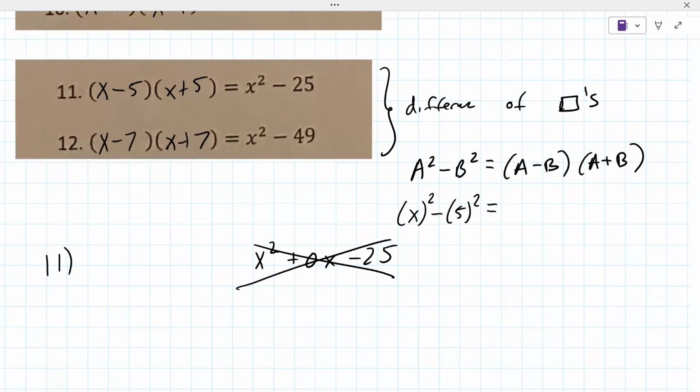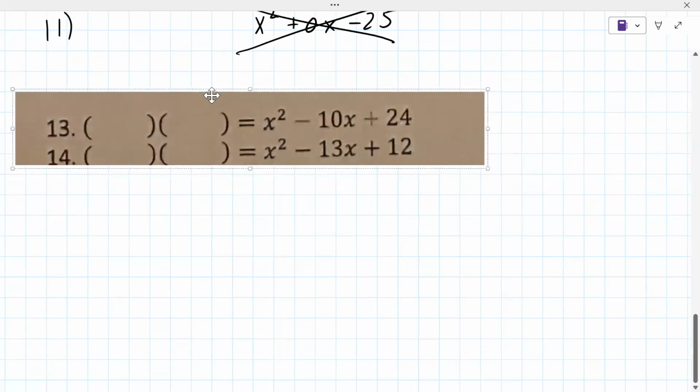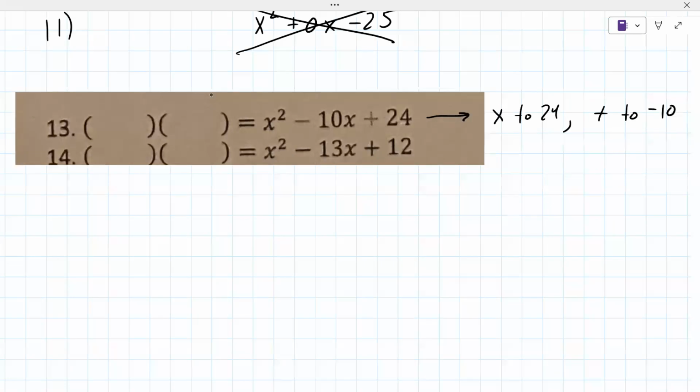Okay, great. Now 13 and 14 get back to the problem that you were doing earlier, which is you're trying to find two numbers that multiply to the last. So for 13, it's multiply to 24, but add to negative 10.